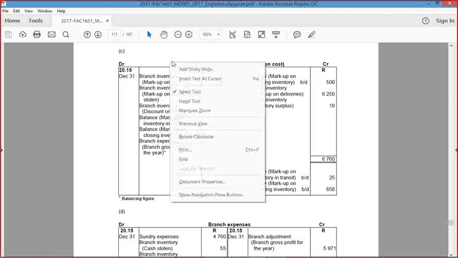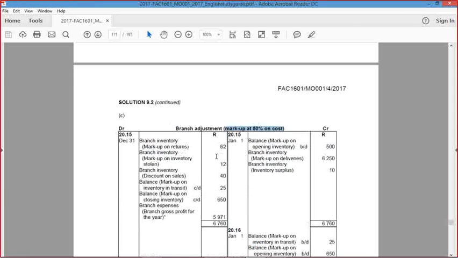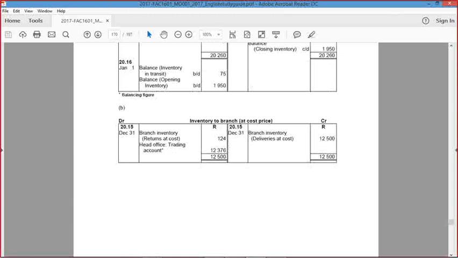Now here in the branch inventory, they've chosen to show it separately. There's the separate 500, which is at the beginning, and there's the 6550, which is at the end. So they've shown it again in the branch inventory account, because of the markup. But I've shown it as separate here in this account, which is what I had here.